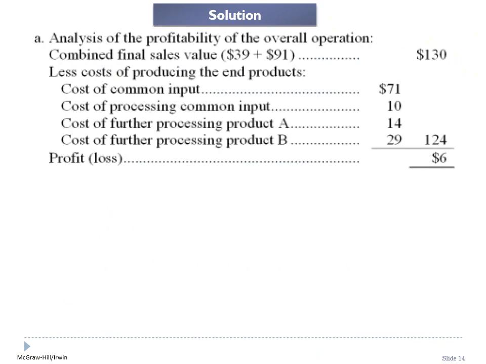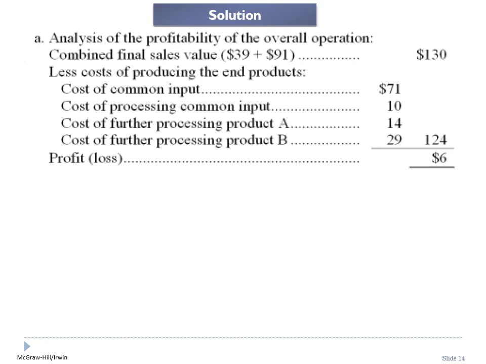Let's see the answer of requirement A. Here we are going to make an analysis of the profitability of the overall operation. We will work on the batch, the total group of A and B, the intermediate products. First, the combined final sales value, which is the selling price of X and Y.